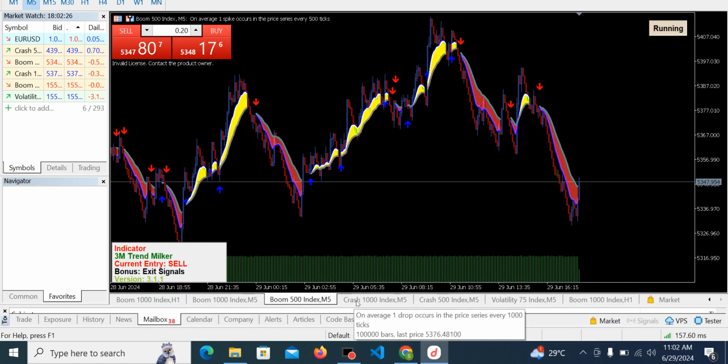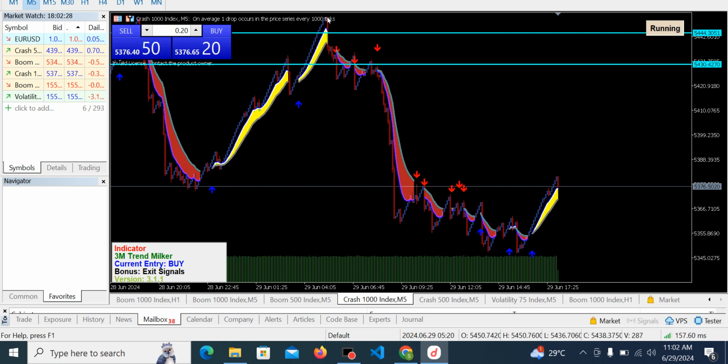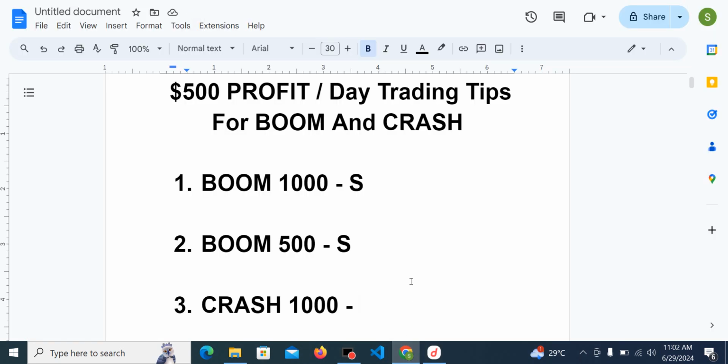Next asset is going to be Crash 1000. This is Crash 1000. It started a downtrend from here, but it came to an end at this support zone. Right now it has started an uptrend, and it is still buying at the moment. It is just starting, so it's going to buy for a very long time.